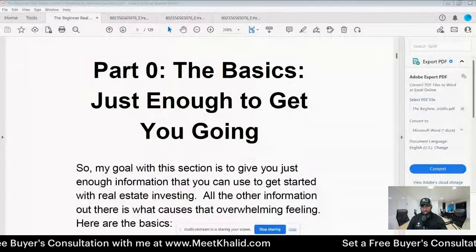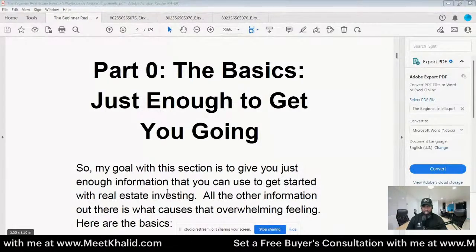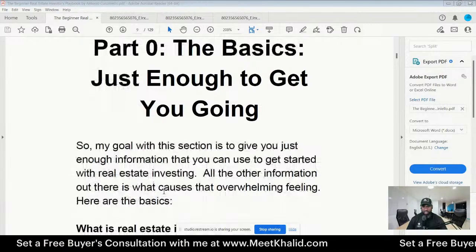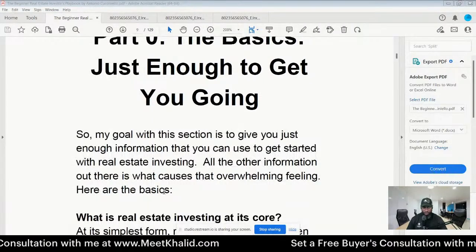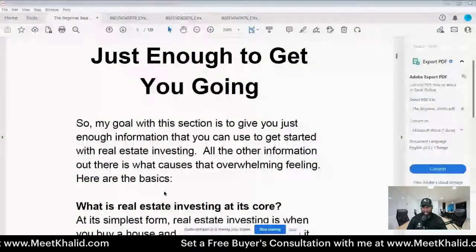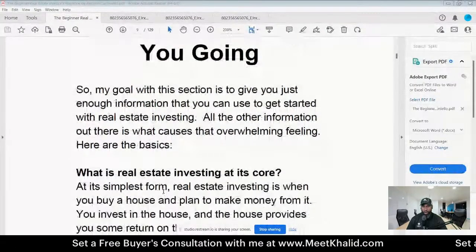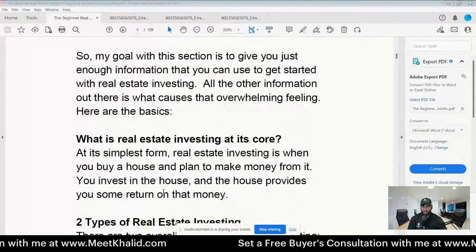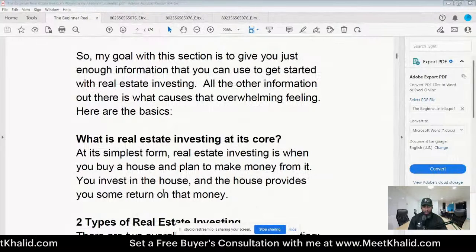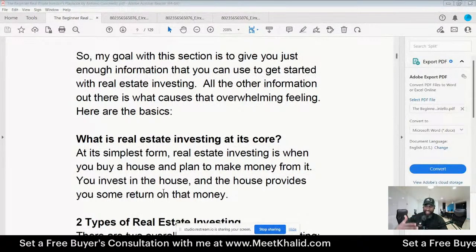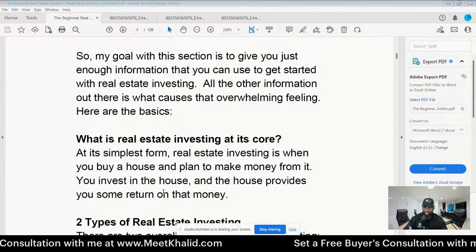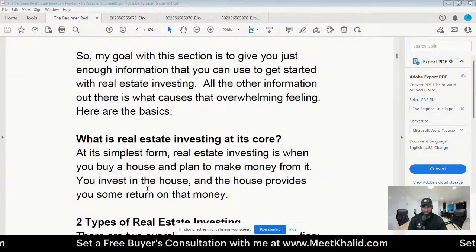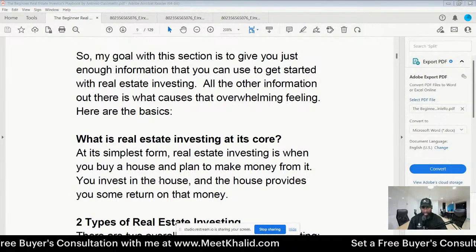So the first is the basics. Okay. Just enough to get going. The first thing we're going to talk about is some definitions, because you really got to know some definitions in order to get started in investing. All right. So, what is real estate investing at its core? That's the first thing. I know a lot of people want to start right at getting at the money. That's their first thing. But let's start with the basics, okay? What is real estate investing at its core?